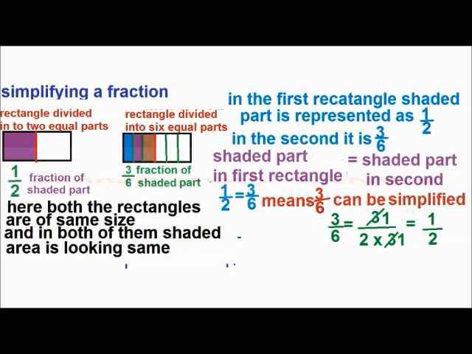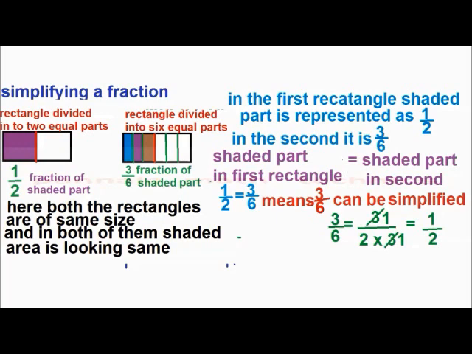And in the other rectangle of the same size, it is divided into 6 equal parts, and out of 6, 3 are shaded. So we can represent that as 3/6. Both the rectangles are of the same size, and in both of them the shaded area looks the same. So the shaded part in the first rectangle is equal to the shaded part in the second. That means 1/2 is equal to 3/6. Means 3/6 can be simplified to 1/2.